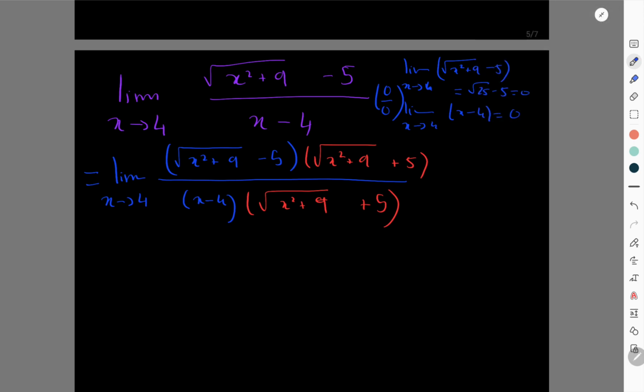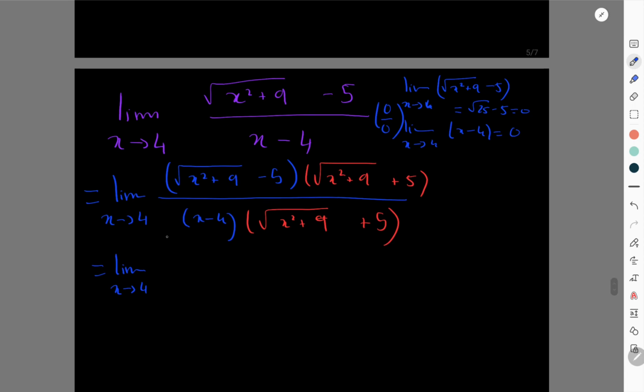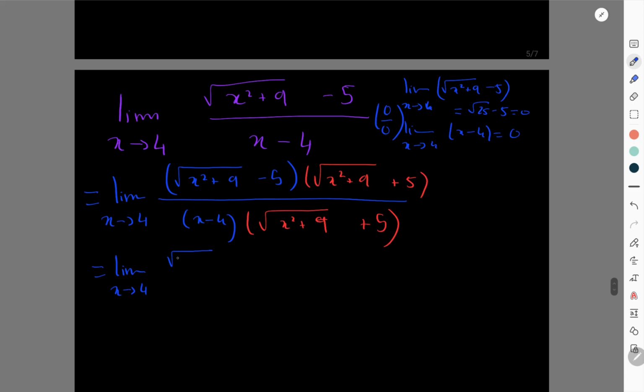Well, now let's do that here. You can always expand it or use the fact that this is just the square of the first element. So this is the square root of x squared plus 9, squared, well, I wrote it again, but minus 5 squared over x minus 4.